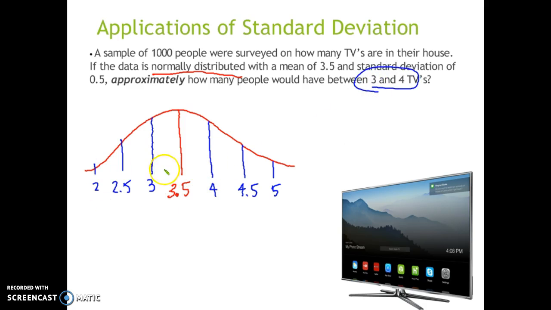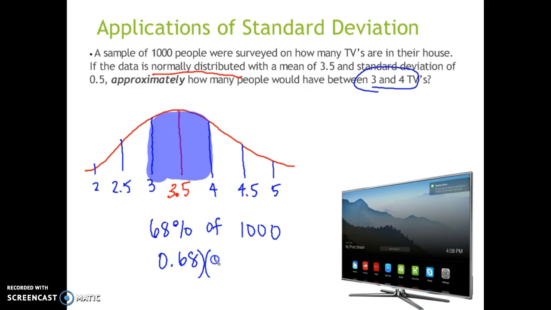I want to know how many people have between 3 and 4. Well, 3 and 4 is this section here, which is within one standard deviation, so that means it's 68% of our data. So I want to find 68% of 1,000, which I know is kind of easy because of the 1,000, but anytime you want to find the percent of something, just multiply. We'll put 68% as a decimal, so we have 0.68 times however large our sample is, so 0.68 times 1,000. Three zeros, move your decimal 3 over. So approximately 680 people have between 3 and 4 TVs.